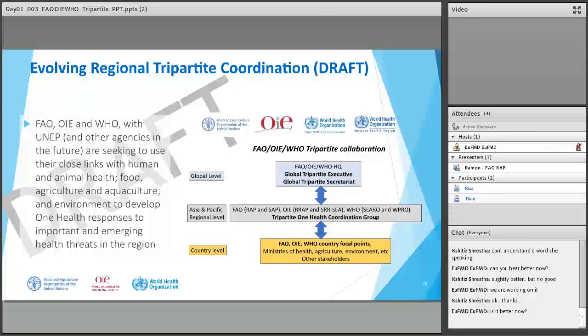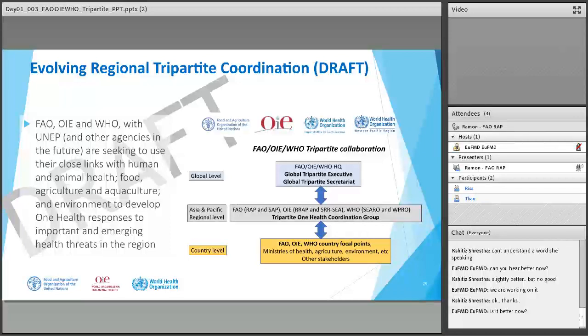Now I would like to introduce you to our tripartite collaboration. In our region, we are establishing a regional tripartite coordination group, together FAO, OIE, and WHO. At the global level, we have a global tripartite executive as well as a tripartite secretariat.